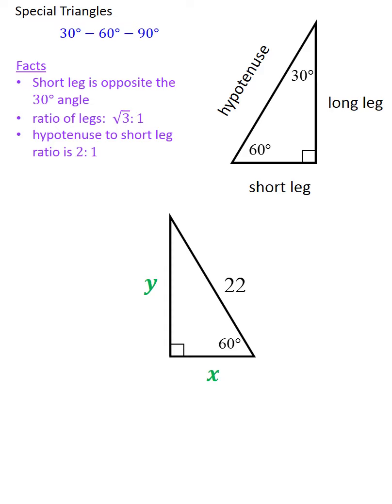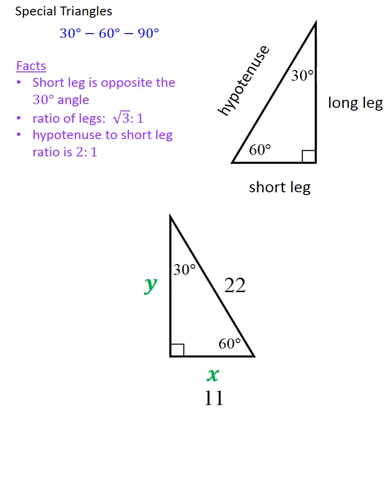Now they don't tell us we have a 30, 60, 90 triangle, but they do give us the 60 and the 90. Since the angles of the triangle have to add up to 180, then of course this would be 30. Now let's use the fact that since we have a 30, 60, 90 triangle, the hypotenuse to short leg ratio has to be 2 to 1. Well, we know the hypotenuse is longer, obviously, and since that's 22 and they're in a 2 to 1 ratio, then x must be half of that. Therefore, x, the shorter leg, is 11.